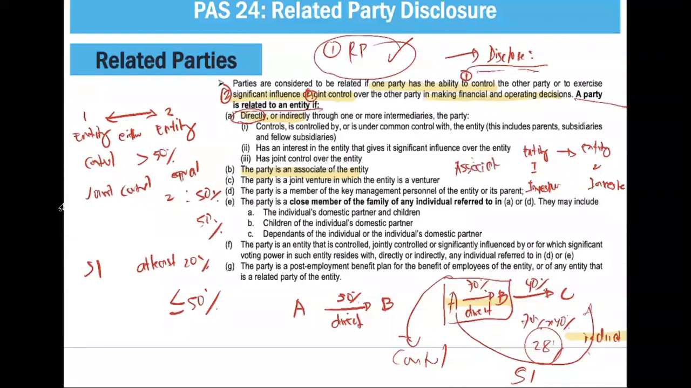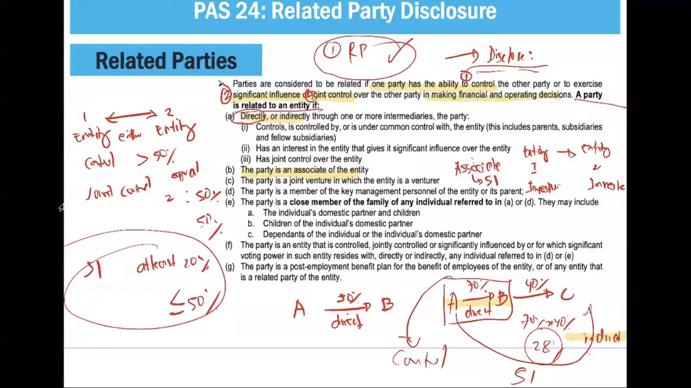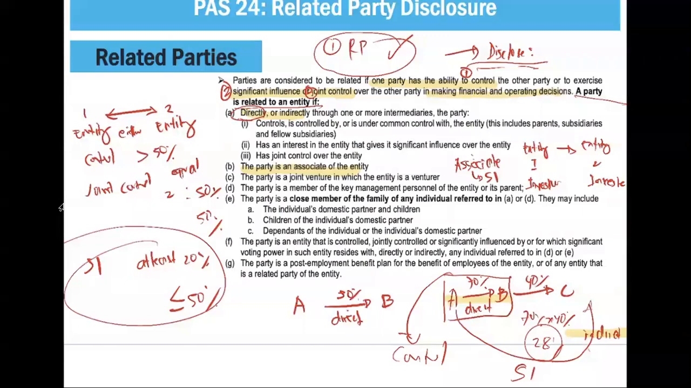So when do we have an associate? If there is a significant influence. What is significant influence? At least 20% to less than or equal to 50%. So there is an associate. So if the party is an associate of the entity, we have here entity 1, the investor, and entity 2 is considered the associate. The investee is considered the associate. You already know that because whenever there is significant influence, it is an associate. Clear?